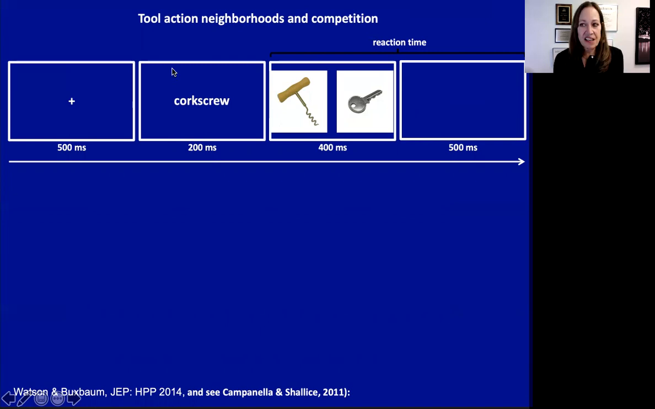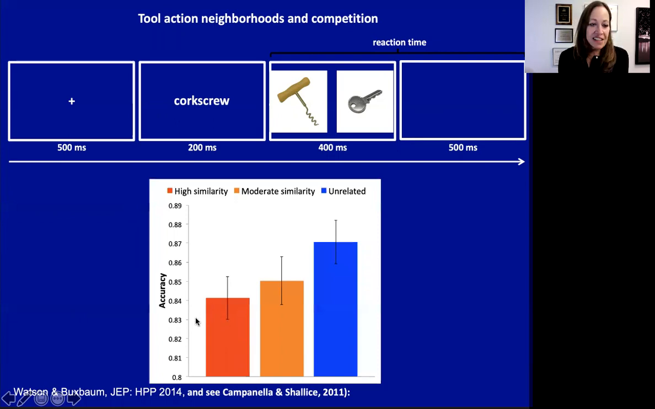Our prediction was that if tool action similarity is a determinant of performance on this kind of word-picture matching task, a task, by the way, in which action is completely irrelevant for performing the task, then we should see neighborhood effects. So we should see people doing worse with things that are close. And indeed, that's what we saw. Objects that were closer in this neighborhood space were less accurate than objects that were further, and those in turn were less accurate than those that were unrelated. So it was a demonstration to us that yes, tool actions are a semantic feature, and they display some of the patterns that we've come to know and expect with other semantic features.